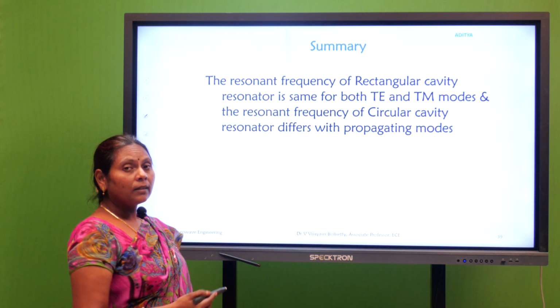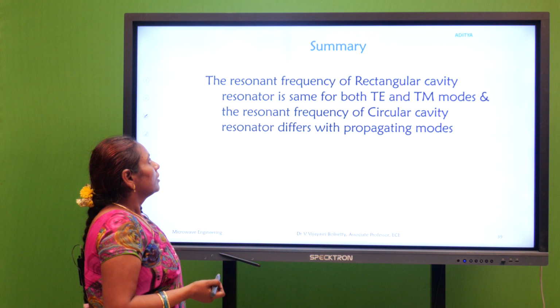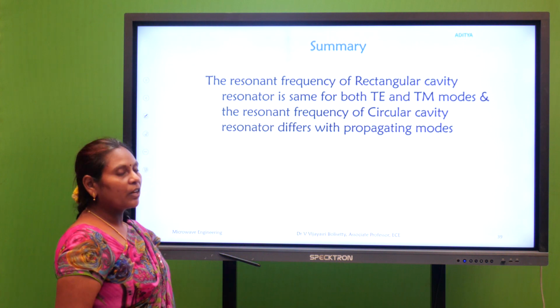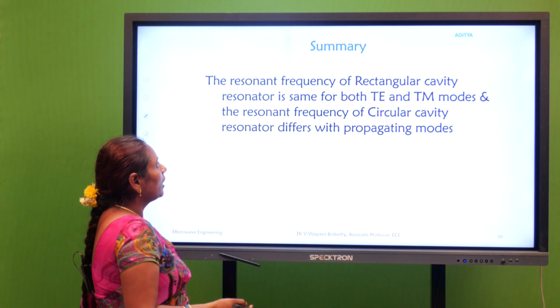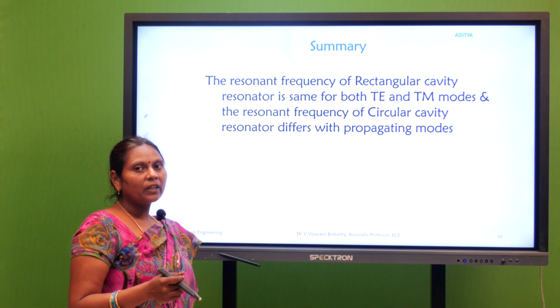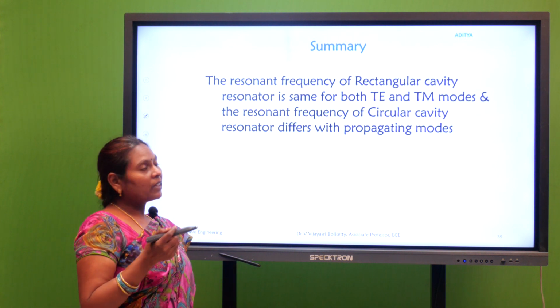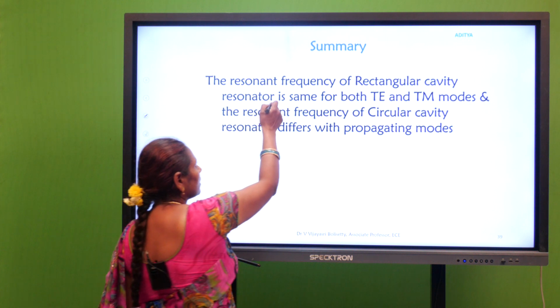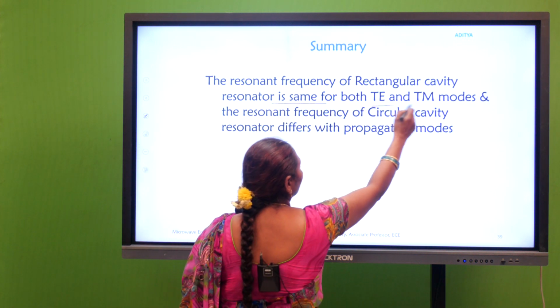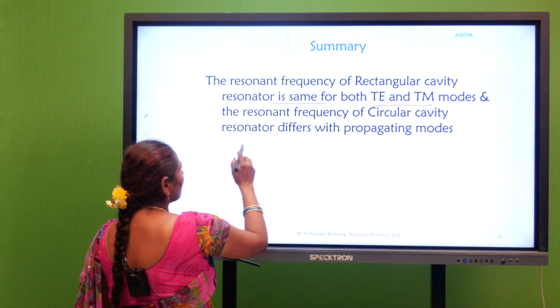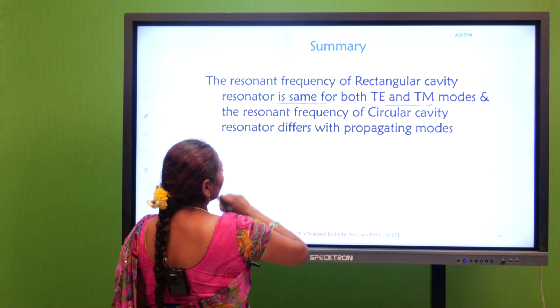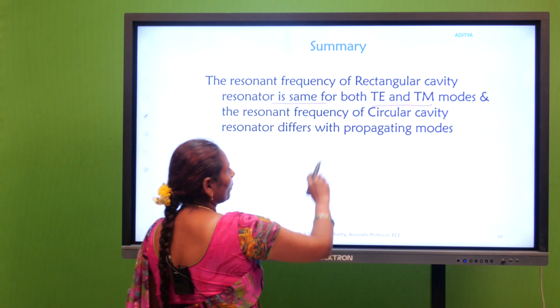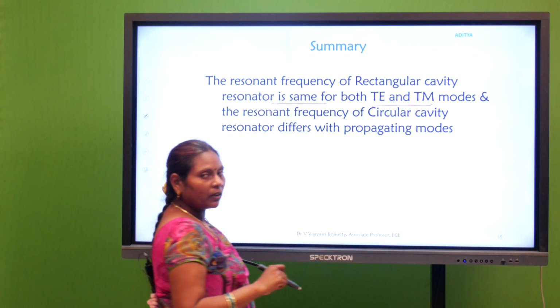Let us see the summary of this session. We have derived the resonant frequency for the rectangular cavity, and we have derived the resonant frequency for the circular cavity. For the rectangular cavity, the resonant frequency is the same for both TE and TM, and for a circular cavity, the resonant frequency differs with the propagating modes, that is for TE mode and for TM mode.